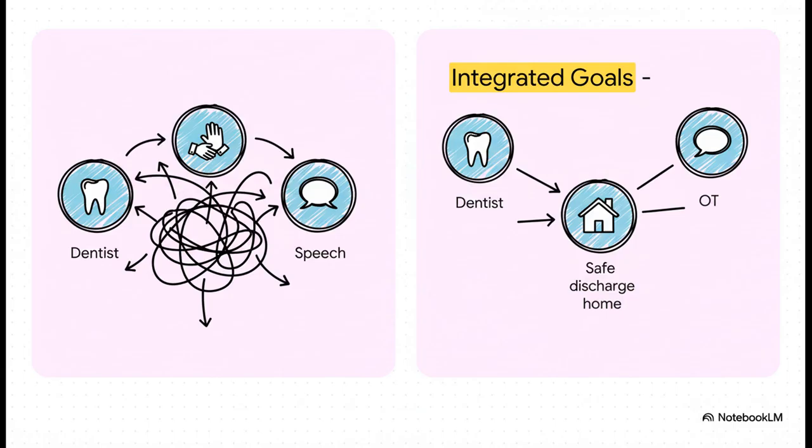And this slide says it all. Before AI, it's so easy for everyone to have their own siloed goals. You're focused on the final restoration. The surgeon is focused on implant placement. The ortho is just trying to move teeth. It can get messy and confusing.